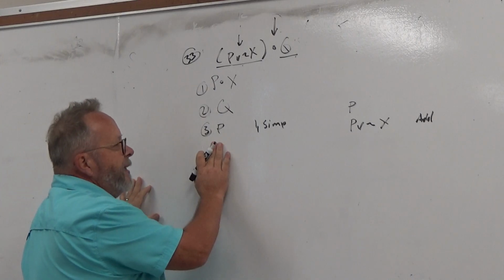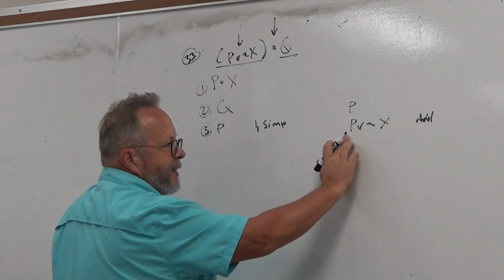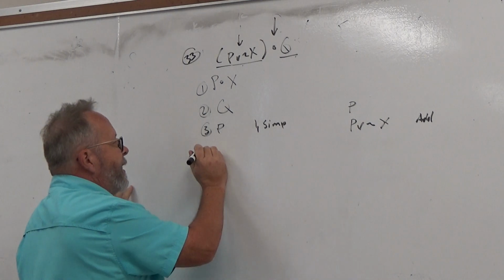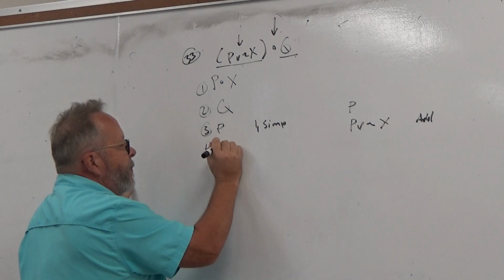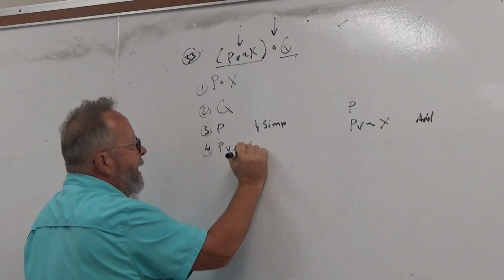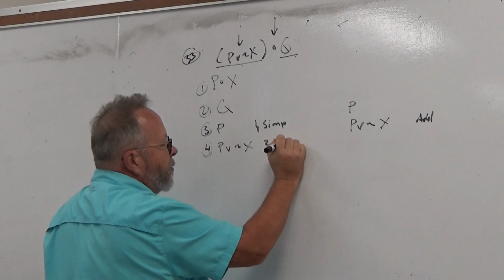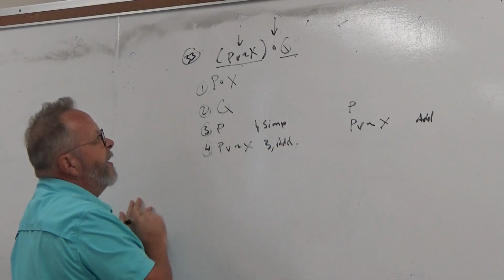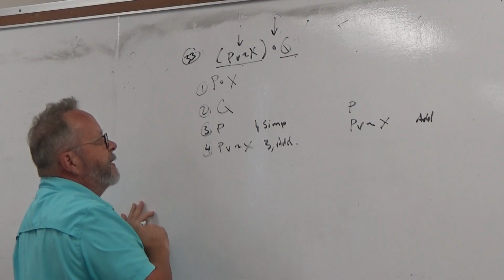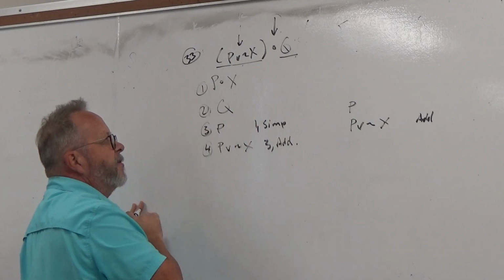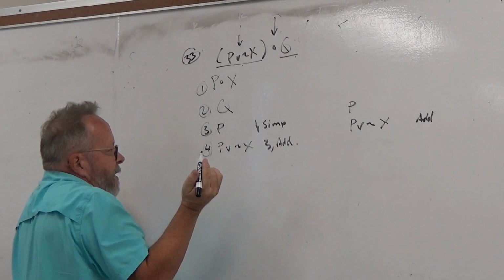So now I got P. Why was that important? Because I said I could add on the or not X. So let's do that. P or not X from 3 by addition, okay? So I've got half of my problem done. The other thing I need is Q. Well, that's right there, okay?